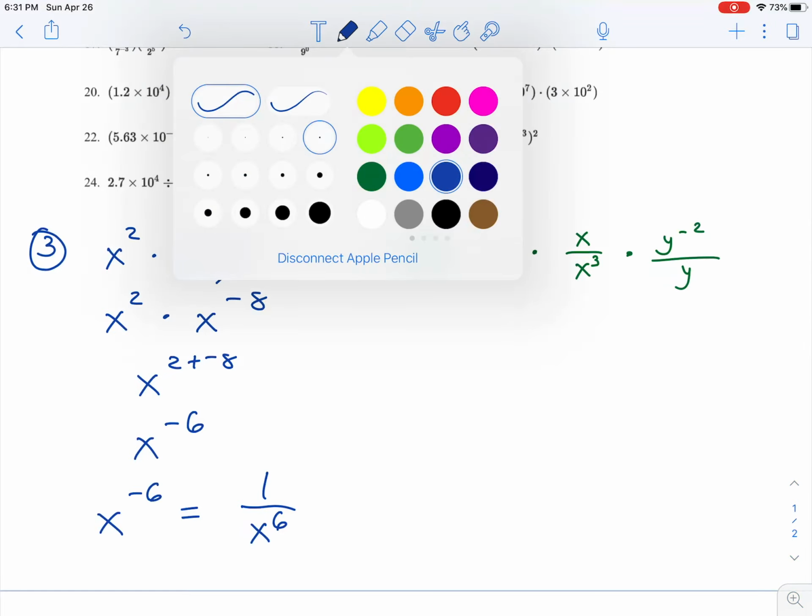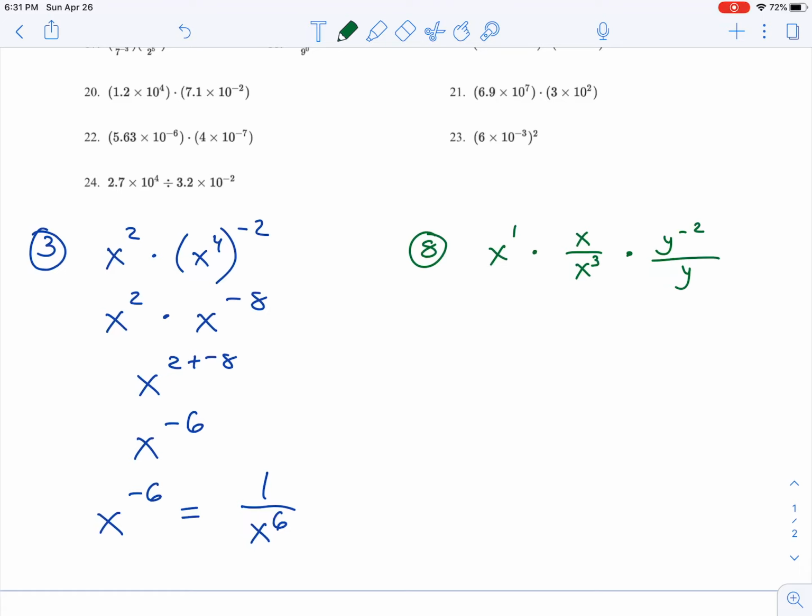Next, problem 8. We have three things being multiplied together, three factors. X to the first times x divided by x to the third. We could rewrite that as x times x to the negative third. The last term involves a different variable, so y to the negative second times y to the negative 1.